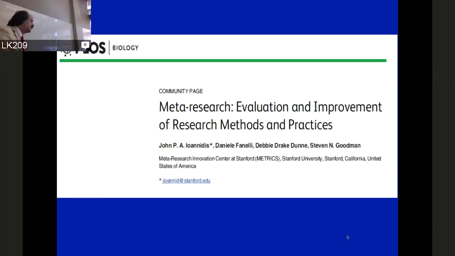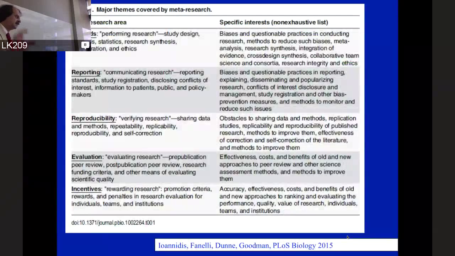You may want to take a look at that paper that our core metrics team published a couple of weeks ago in PLOS Biology, trying to put together what we know about that emerging field, its components, and why they are important. So much of what I'm going to present to you today is also to be found in that paper. So this is the five areas: methods, reporting, reproducibility, evaluation, and incentives. And I'm just showing you a number of specific interests that could be within each one of them.